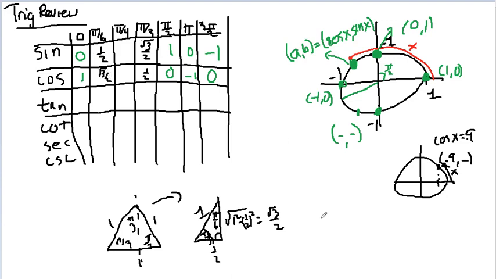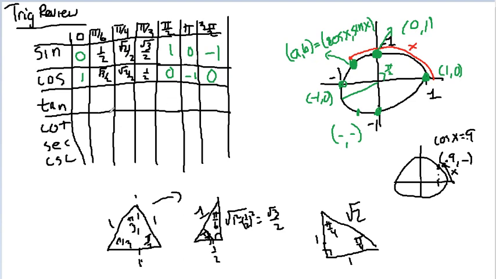And next, I can use an isosceles right triangle. I'll try to draw it as such. That has angles 45, 45, 90, which is pi over 4, pi over 4. The sides are 1, 1, and then using the Pythagorean theorem, I'm going to get square root of 2. So cosine of pi over 4 is 1 over square root of 2, which you sometimes reduce as square root of 2 over 2. And similarly over here. So that's how I can fill in this table.